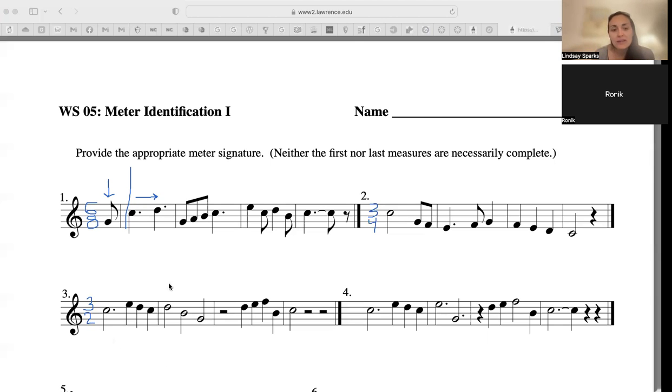But I agree, this looks like 3/2. It could be either, but I think that's 3/2. And then the last measure for sure is 3/2. So I think 3/2. How about number 4? Because that is a little bit trickier.